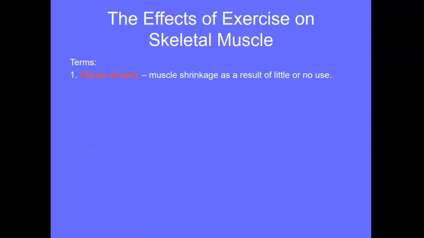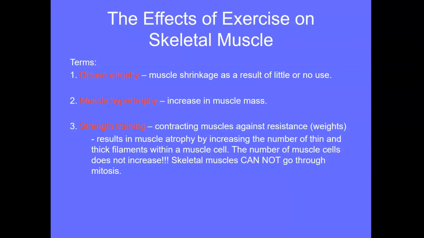So how then does exercise influence skeletal muscle? Well, if you don't use your muscles, you undergo disuse atrophy. Disuse atrophy is where the muscles shrink down because they're not used, all right? So atrophy is always shrinking. Hypertrophy is always growing. Muscle hypertrophy is an increase in muscle mass, which is what we do when we go to the gym and we pump iron and we take muscle protein powder and eat chicken and all that stuff. You're trying to hypertrophy your muscle. Strength training can lead to muscle hypertrophy, okay?